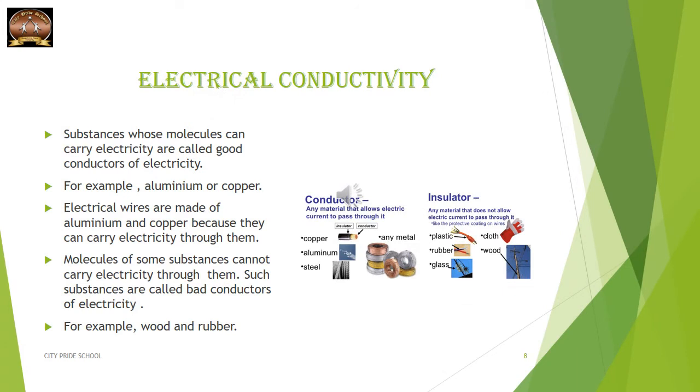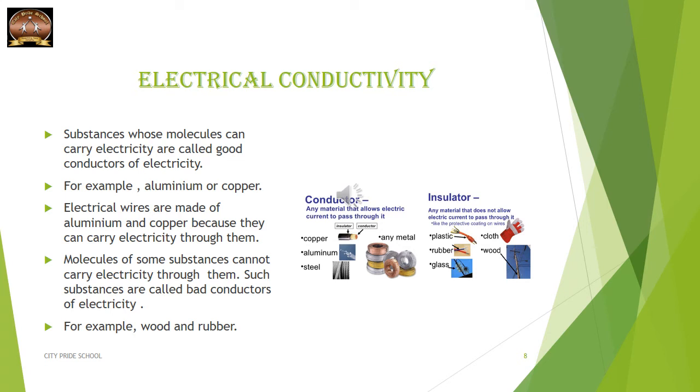Now the next property which we are going to study is electrical conductivity. Substances whose molecules can carry electricity are called good conductors of electricity. Examples of such substances are aluminium and copper. You must have observed that in your house, the wires which conduct electricity are made up of aluminium or copper because they can carry electricity through them. While molecules of some substances cannot carry electricity through them. Such substances are called bad conductors of electricity. Again, examples are wood and rubber.